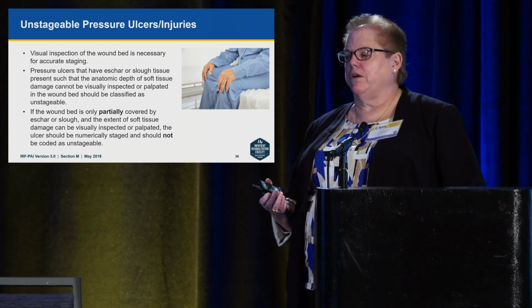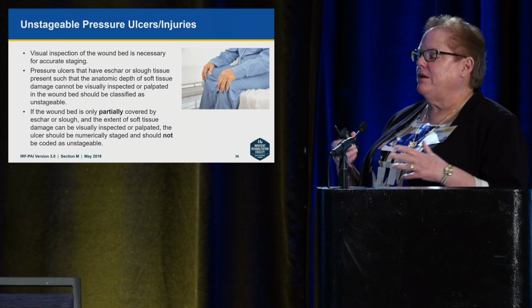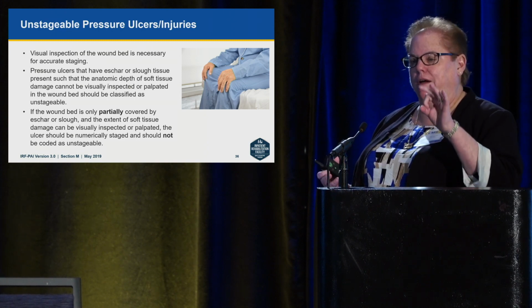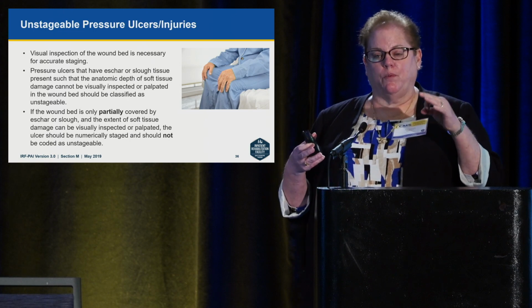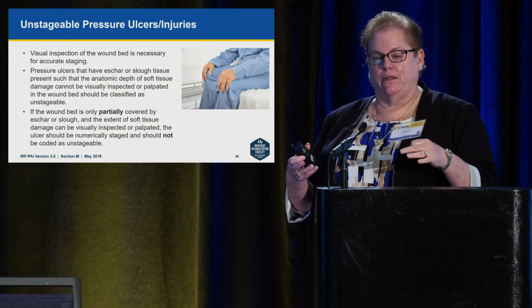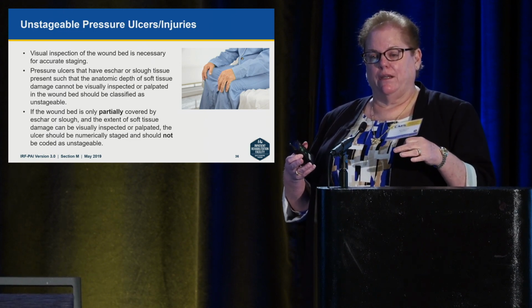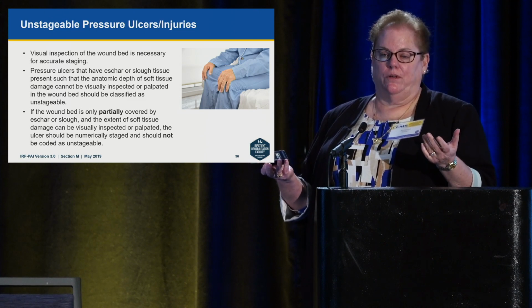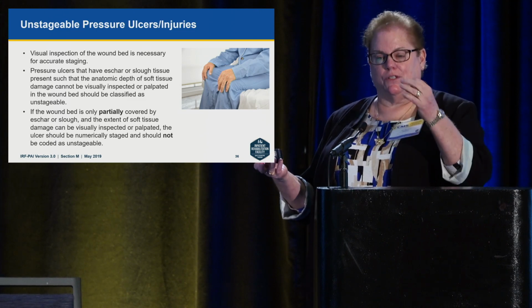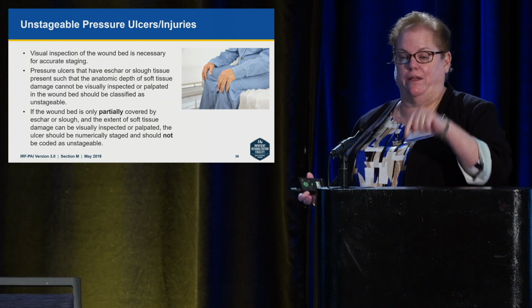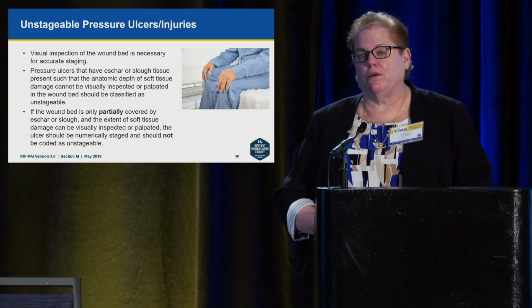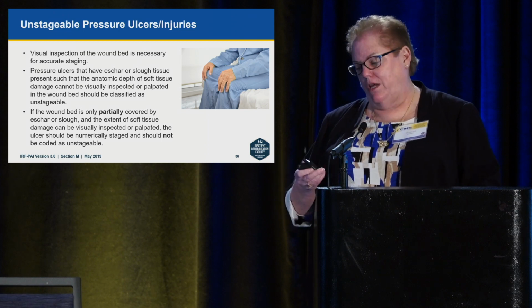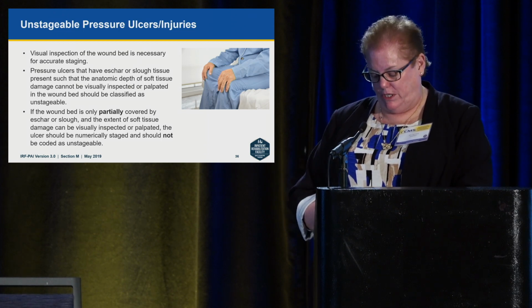So what kind of scenarios could we have like that? In that scenario, we could be looking at a wound that has only a small area that doesn't have eschar or slough over it, but we see bone or we see tendon, and we can palpate that. It's automatically stage 4. So we don't need to clean the rest of it off. At least the part that we're looking at, you clearly can see that. If there's any question about what's going on underneath it, then you have to code it as unstageable.